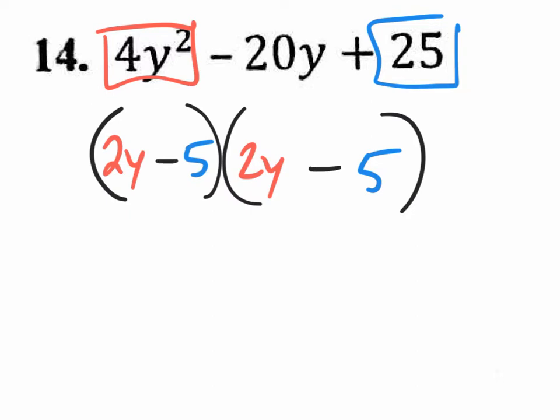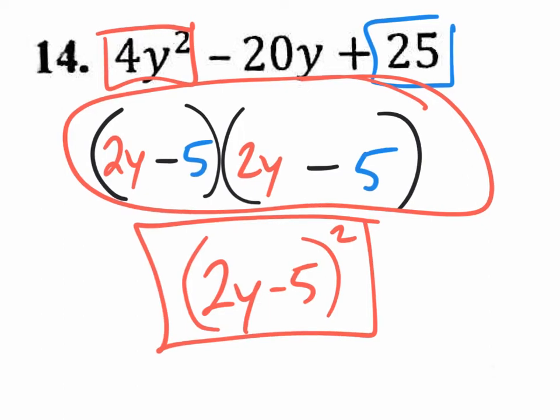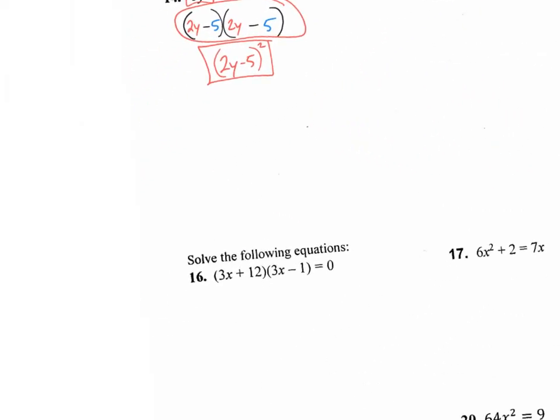And of course, you're supposed to check it. If you go 2y times 2y, you get the 4y squared. If you go 2y times negative 5, that's negative 10y. If you go negative 5 times 2y, that's another negative 10y. And that's how you get the negative 20y in the middle when you combine those two negative 10y's. Anyway, that's the correct factored form. That's the answer. You could write it like this on your answer sheet as a binomial squared, or you could leave it like this, whatever you want. Let's jump to number 16.